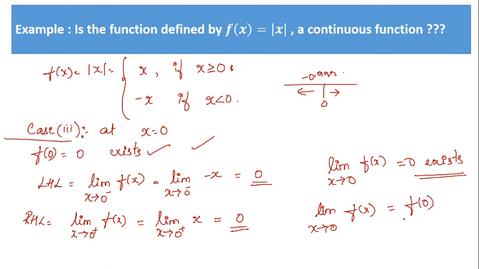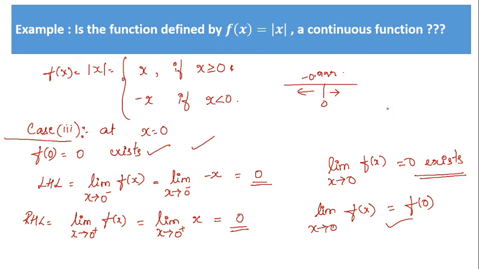Correct? So even the third condition is verified. So the given function is continuous at x equal to 0. So in general, from case 1 we got that the function is continuous at every real number greater than 0. From the second case we got that the given function is continuous at every x less than 0. And from the third we got that the given function is continuous at x equal to 0 itself.